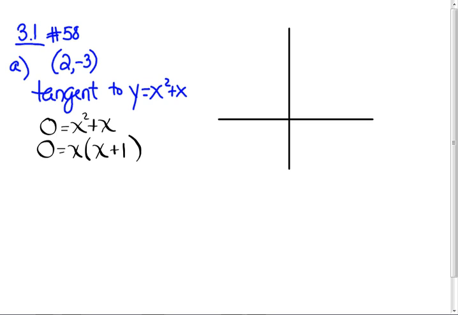Okay, Grant, where are these intercepts? Okay, so we have 0 and -1, and I have a parabola. And I know it's going to open up, right? By the way, where is the vertex? It's halfway between these intercepts. It's -1/2. That's right.